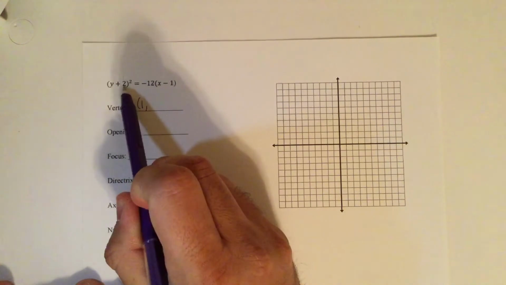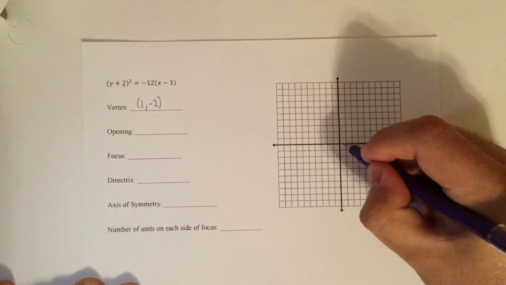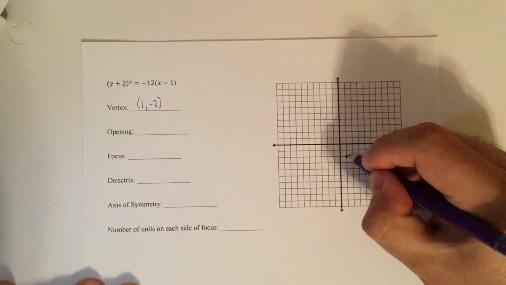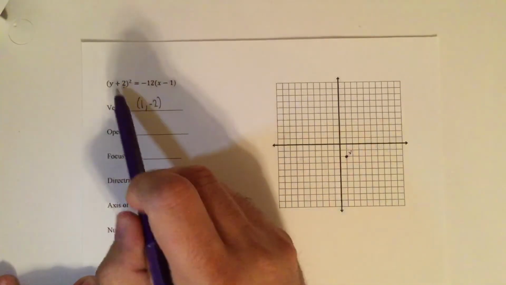And for y, this is where k is. The opposite of positive 2 is negative 2. So there's my vertex. So go over here, 1, negative 2. And I can label that with the V for vertex.